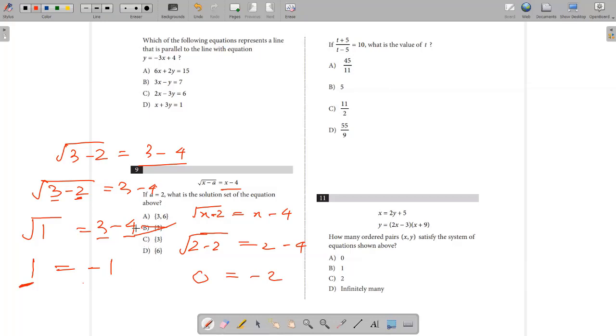So that's why it is not 3, and that's why it's not option A, because that also includes 3. And I don't know where the 6 would go. Let's try. Square root of 6 minus 2 equals 6 minus 4. And how much will it be? 6 minus 2 is 4, so the square root of 4 equals 2.